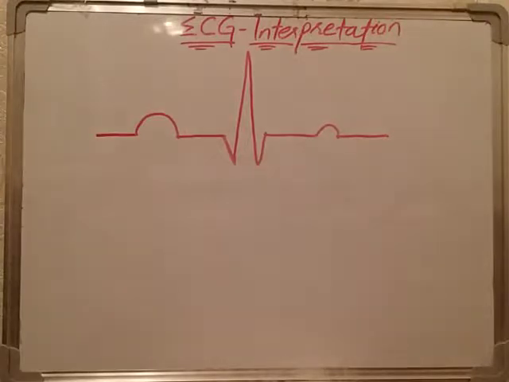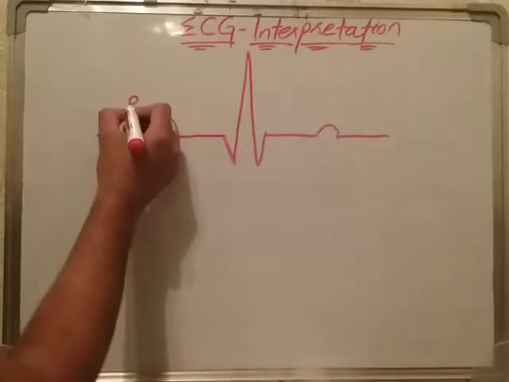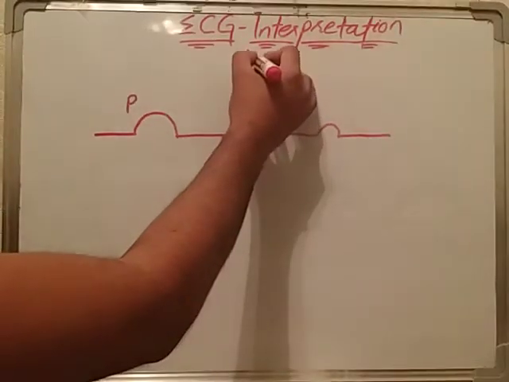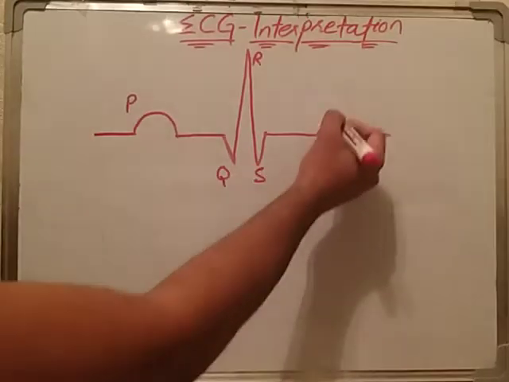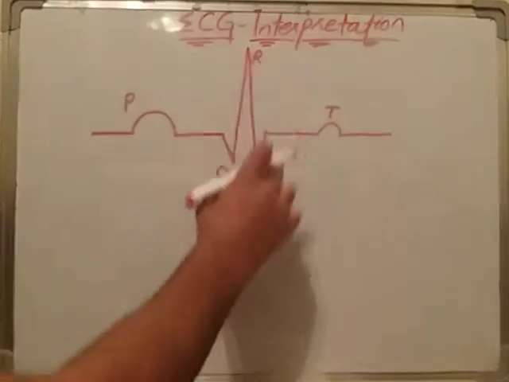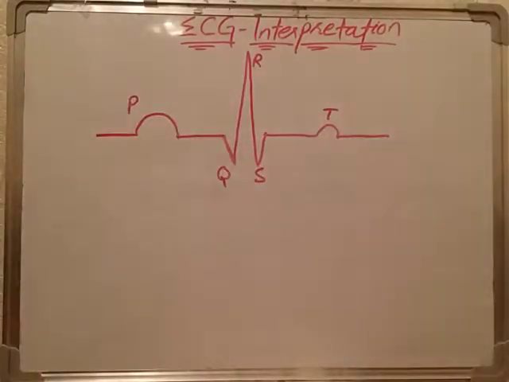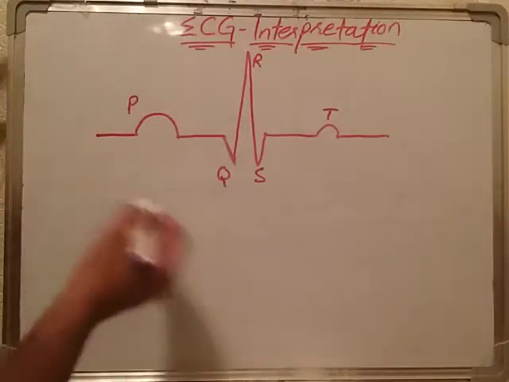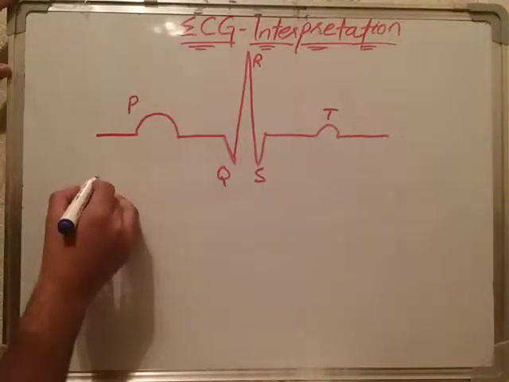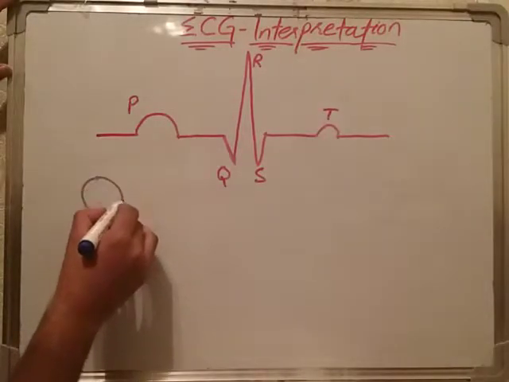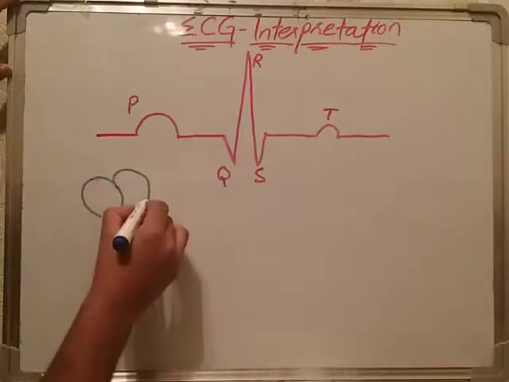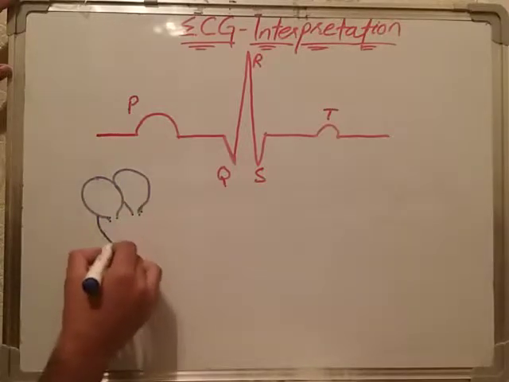This is the ECG. This is what we call the P wave, Q, R, S and T. This is what we call the QRS complex, P wave and T wave. So how can we interpret the different waves and different intervals? As we discussed, the atrium starts depolarizing first, then this depolarization leads to the ventricles.